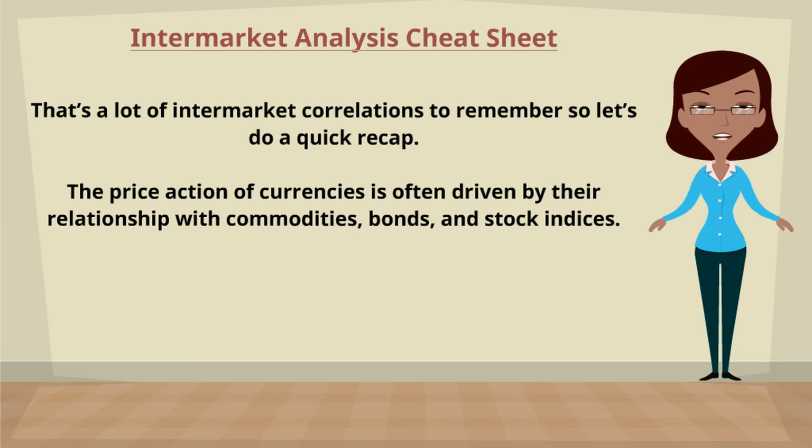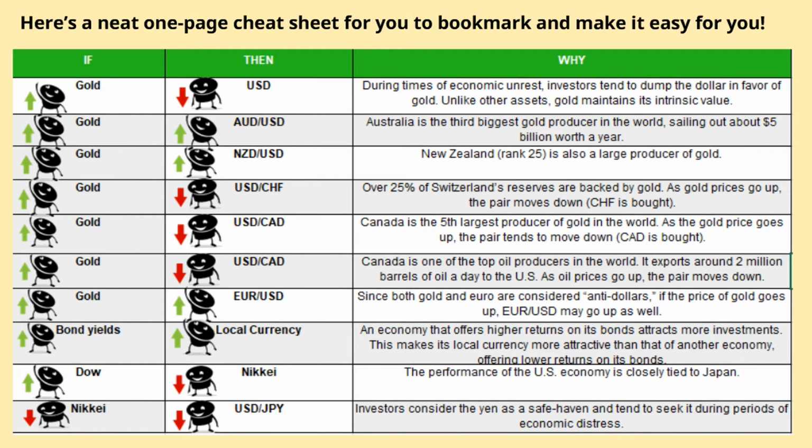Let's come to the intermarket analysis cheat sheet. That's a lot of intermarket correlations to remember, so let's do a quick recap. The price action of currencies is often driven by their relationship with commodities, bonds, and stock indices. Here's a neat one-page cheat sheet for you to bookmark and make it easy for you.